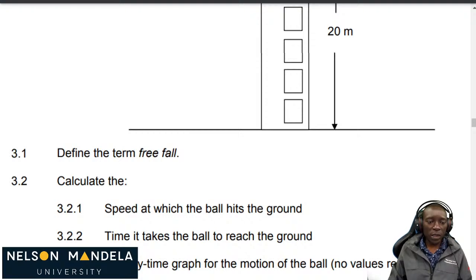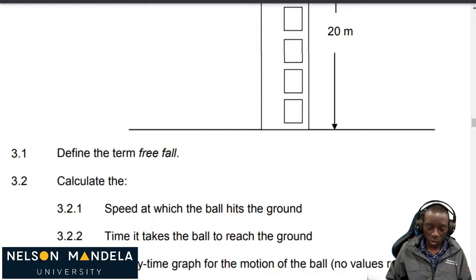Then part 3.2.1 says calculate the speed at which the ball hits the ground. Take note, with such questions you are usually not given the initial velocity. It is something you should deduce from the statements that are given. In this case, you are told the ball is dropped and not thrown. It is only dropped through that height, which means initially it has 0 velocity. Its initial velocity is 0, and it gains velocity under the action of gravity until it touches the ground.